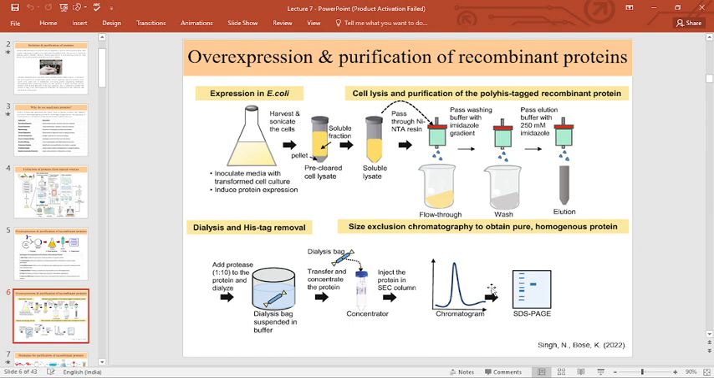Then you go for SDS-PAGE. Here you can confirm the purity of the protein and also the concentration of the protein. Look at the intensity of the band, look at no other bands in that same lane. So that tells you that the protein is pure and the protein is highly concentrated. So this is the entire process of overexpression and purification of recombinant proteins.